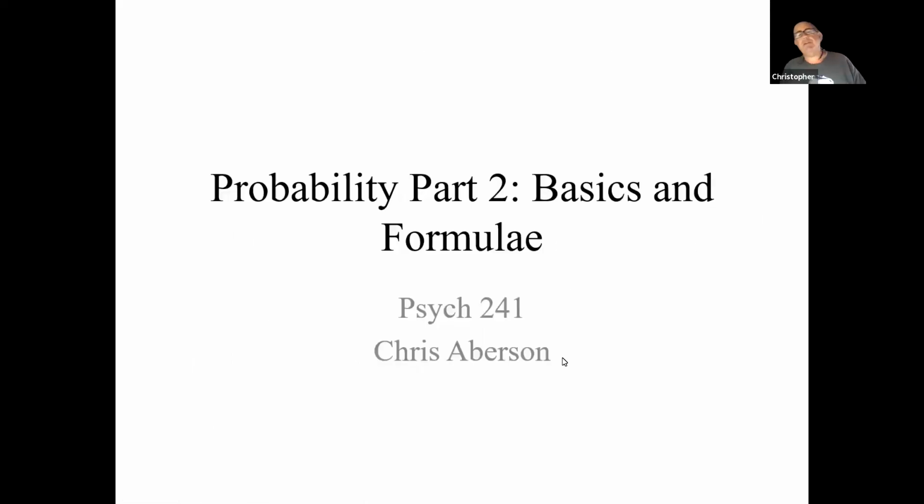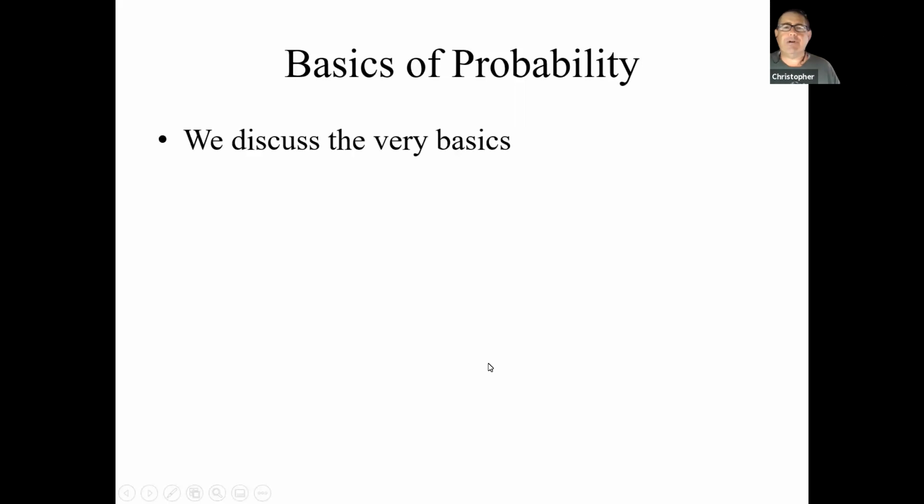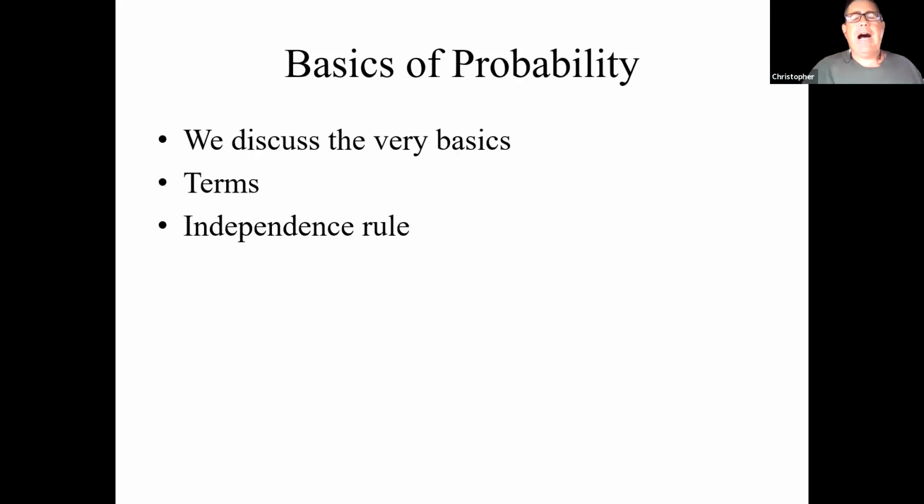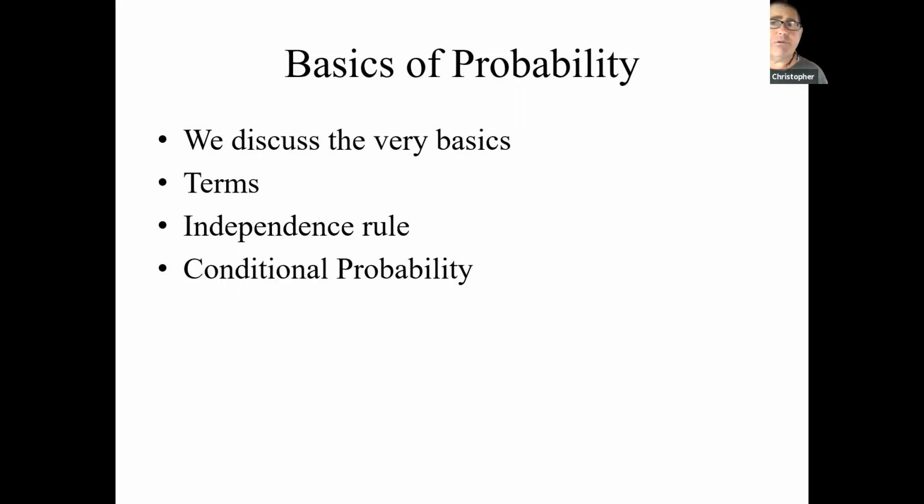All right, part two of our probability section, some of the basics and some formulas. So the basics of probability, we discussed just the very basics. I'll give you some terms. We'll discuss something called the independence rule and conditional probability. Those are probably the toughest concepts, but the ones that are most useful for us.